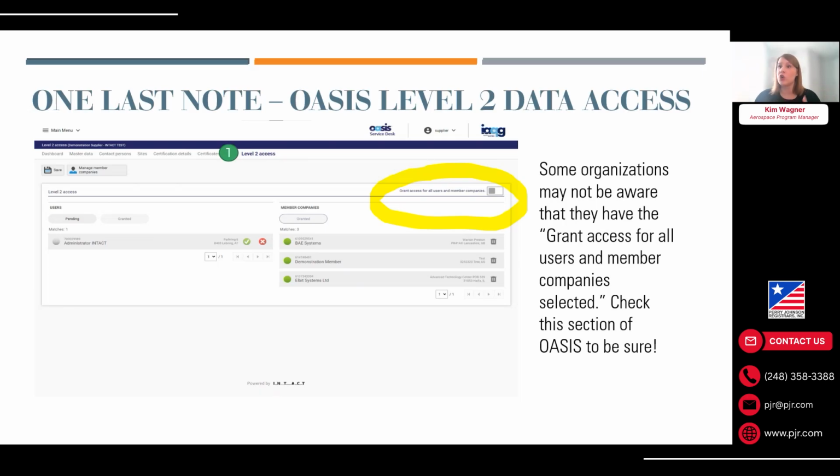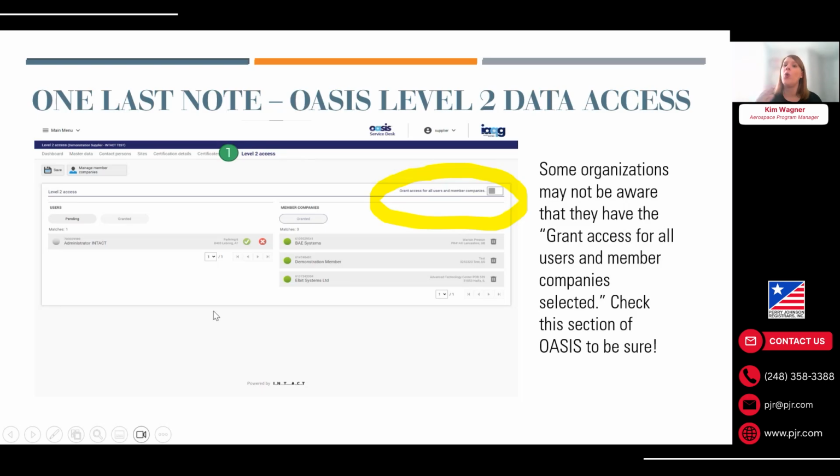For those of you that are currently certified, I just wanted to bring this up about level 2 data access in OASIS. It was brought to our attention that quite a lot of our clients have turned on this grant access for all users and member companies. So just to back up a bit, when you log into OASIS, if you are the supplier administrator for your organization, you go to manage and audits, and then you go up to level 2 access.